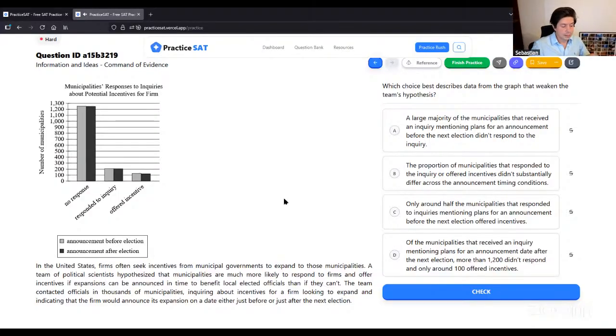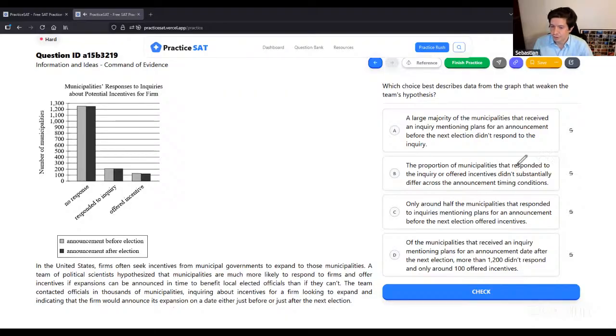So first, what is the team's hypothesis? Hypothesize that municipalities are much more likely to respond to firms and offer incentives if expansion is announced in time to benefit local elected officials. So that'd be before the election. Okay, so they're saying if they have it before the election, they would respond more. So let's see if that's true. A large majority of municipalities that received an inquiry mentioning plans for announcement before election didn't respond to the inquiry. So that could be hurting them. The proportion of municipalities that responded to the inquiry and offered incentives wasn't substantially different across the announcement timing conditions.